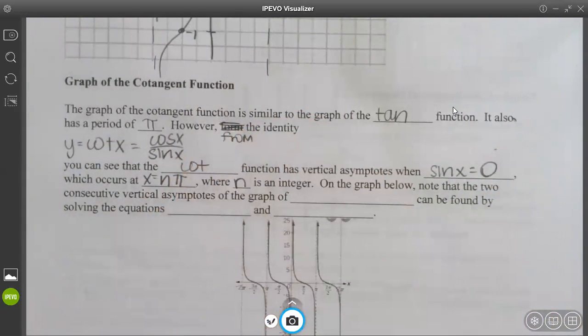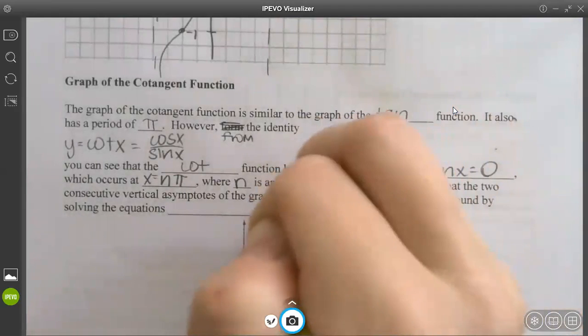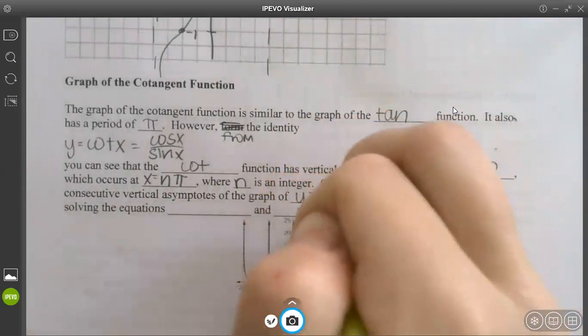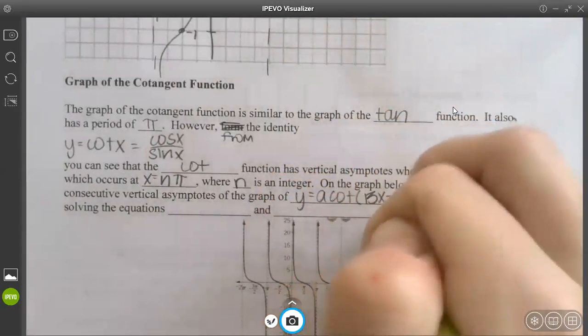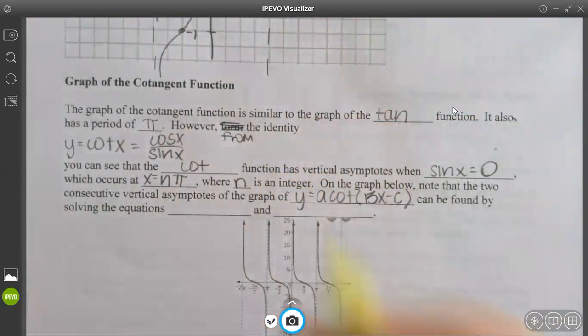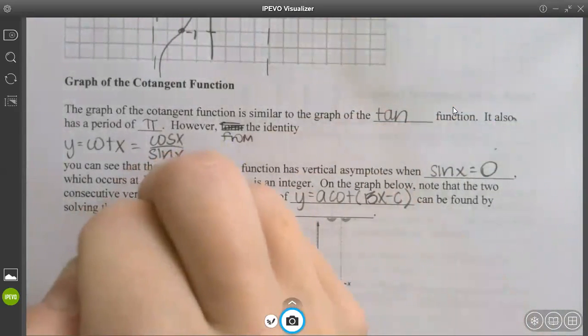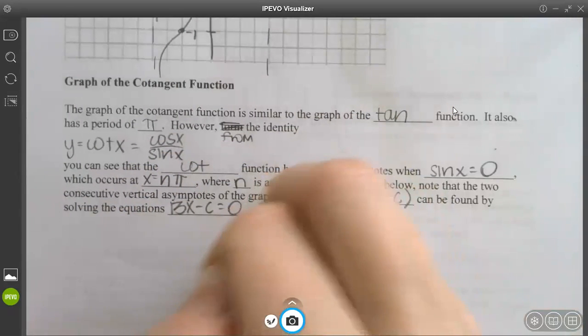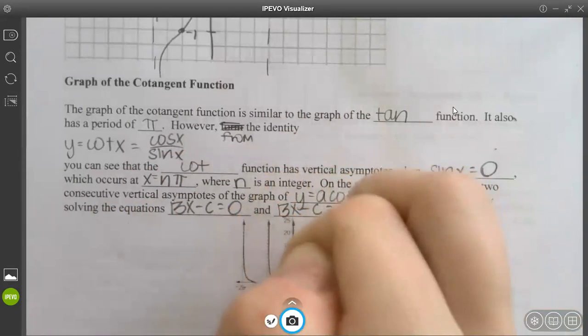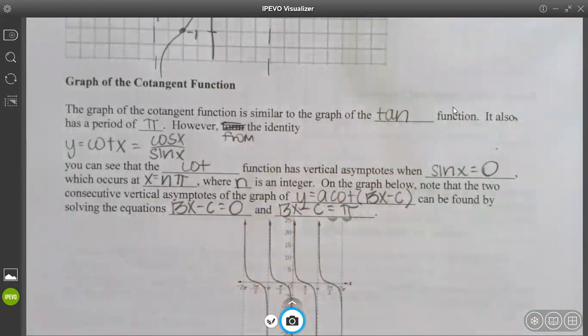On the graph below, note that the 2 consecutive vertical asymptotes of the graph of y equals a cotan bx minus c can be found by solving the equations. Bx minus c equals 0 and bx minus c equals pi.